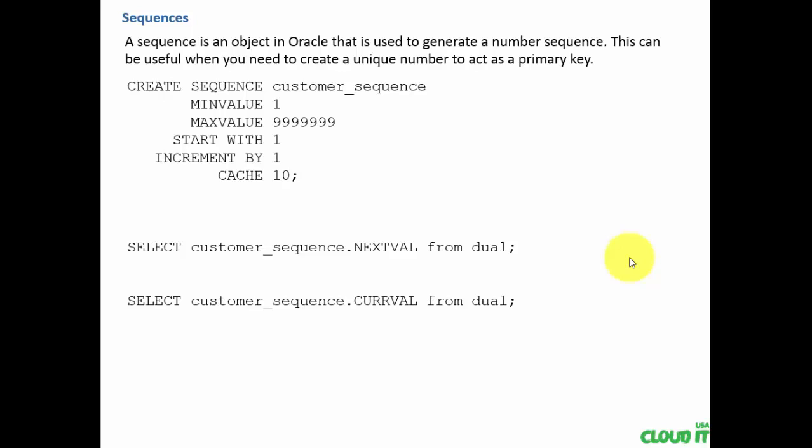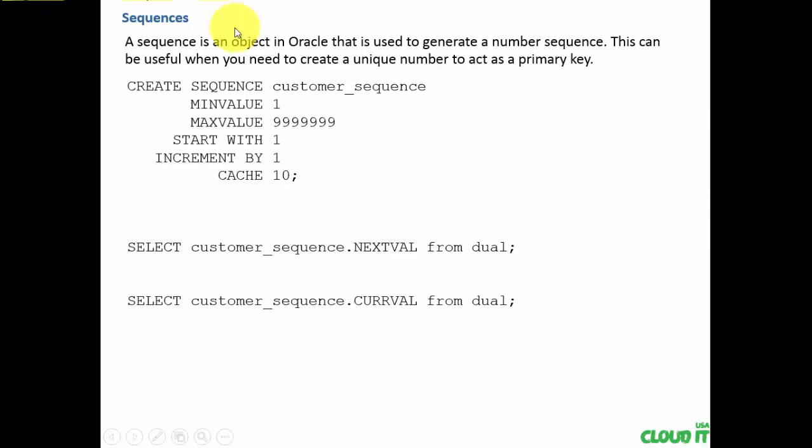The main advantage of a sequence is, if you want to insert unique values in a table, instead of you thinking every time what unique value should I insert into a table, we can use a sequence. Let a sequence do its job.